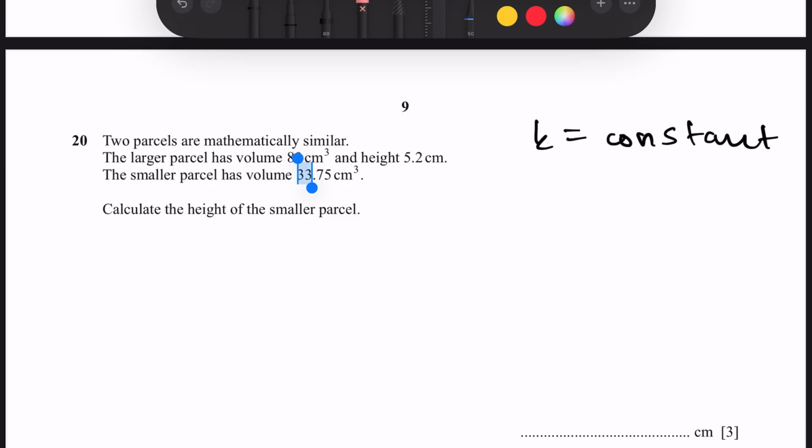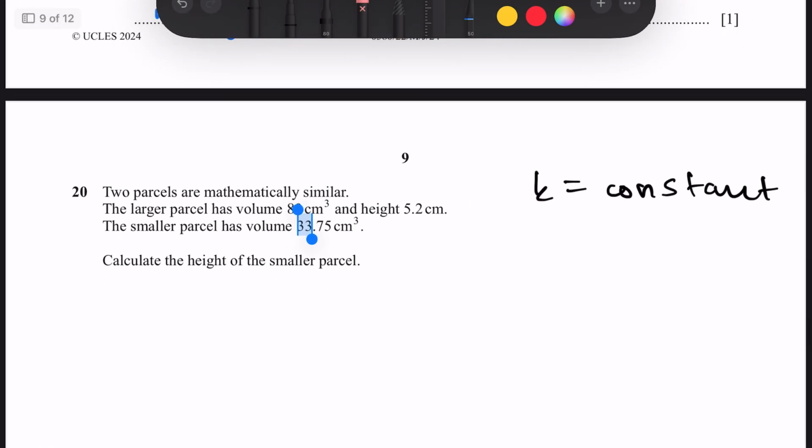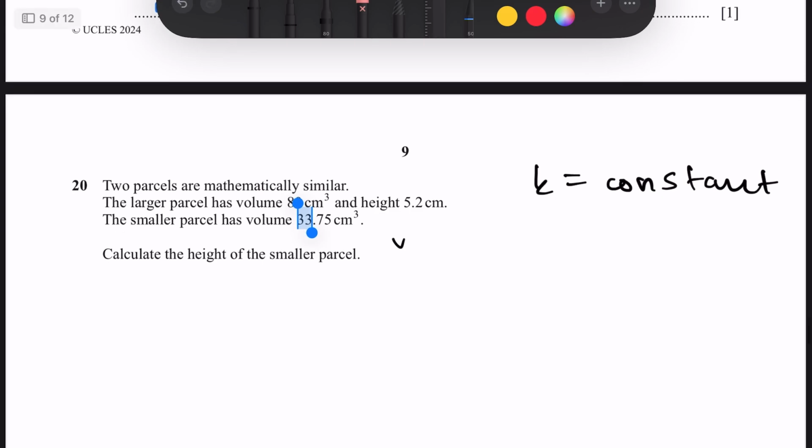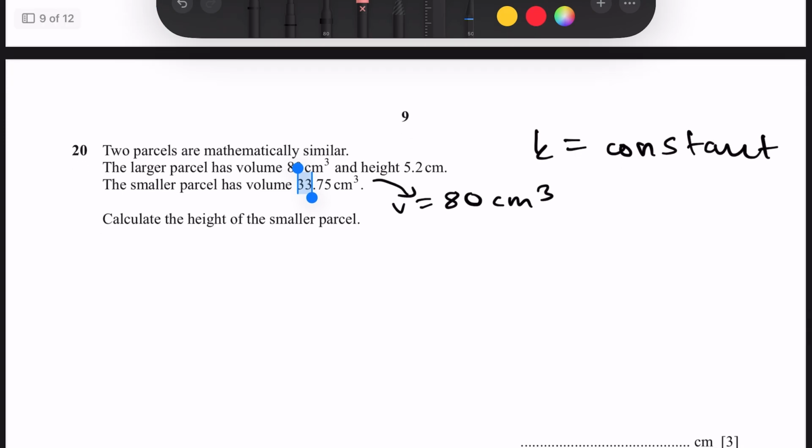The larger parcel has a volume. This is hard to read because the text is selected for some reason. Okay, it has a volume of 80 cm³ and a height of 5.2 cm, and the smaller parcel has a volume of 33.75. Calculate the height of the smaller parcel.